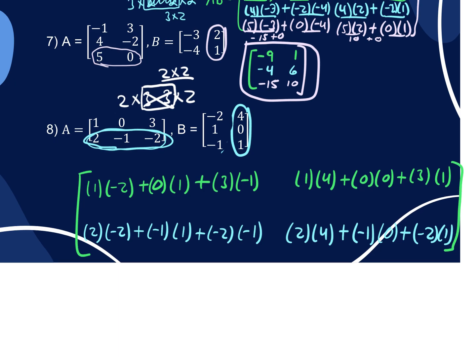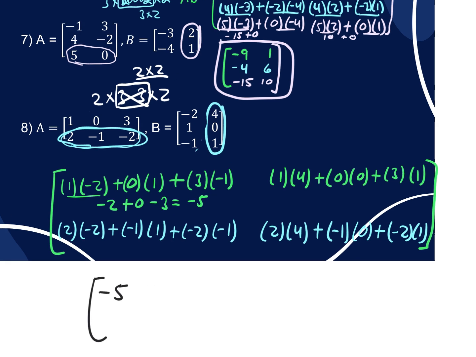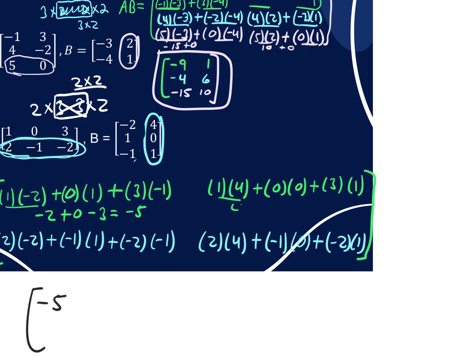And now let's actually simplify everything, right? 1 times -2 is -2. 0 times 1 is 0. 3 times -1 is -3. And this is going to get you -5. So in our first entry, it's going to be a -5. We're going to do the exact same thing with the next one. 1 times 4 is 4. 0 times 0 is 0. 3 times 1 is 3. So 4 plus 3 is 7.